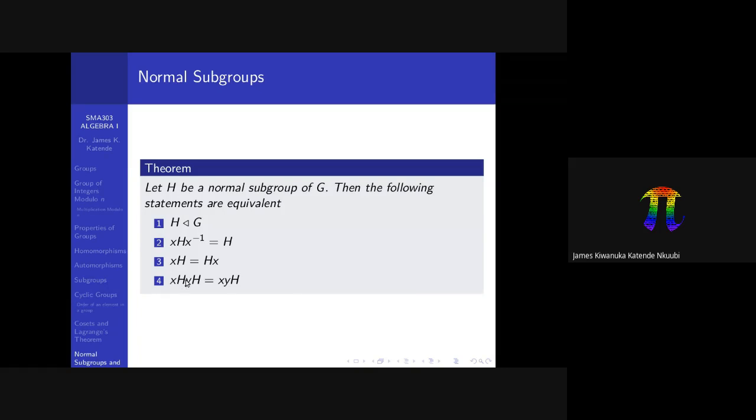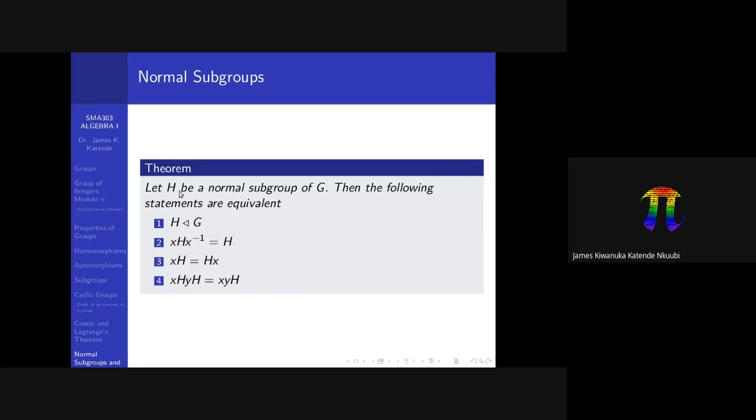And also, if a subgroup is normal, if I multiply any two left cosets, I should also get another left coset. So if I multiply the left coset determined by X by the left coset determined by Y, I still get another left coset of H determined by the product XY. So if I want to prove that a subgroup is normal, any one of these conditions is enough. If I can use the definition, that is fine, but sometimes it's more convenient to use these other conditions.